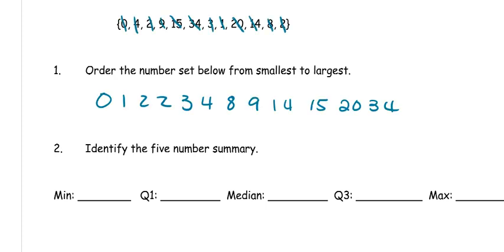Alright, and so then to do our 5-number summary, the min is 0 and the max is 34. Then we want to find our median. So I'm going to put dots as I cross out the numbers. Alright, now this time we're left with 2 numbers in the middle. So remember, if we have 2 numbers left in the middle, we find the average of them. So to find the median, we're going to do 4 plus 8 divided by 2. So 4 plus 8 is 12, over 2 is 6.